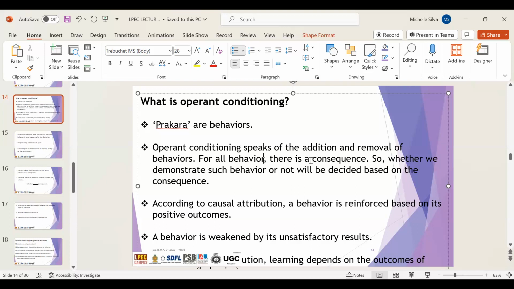So the consequence is what? Criticizing me. My behavior is scolding another, and the consequence is that all other people criticized me.